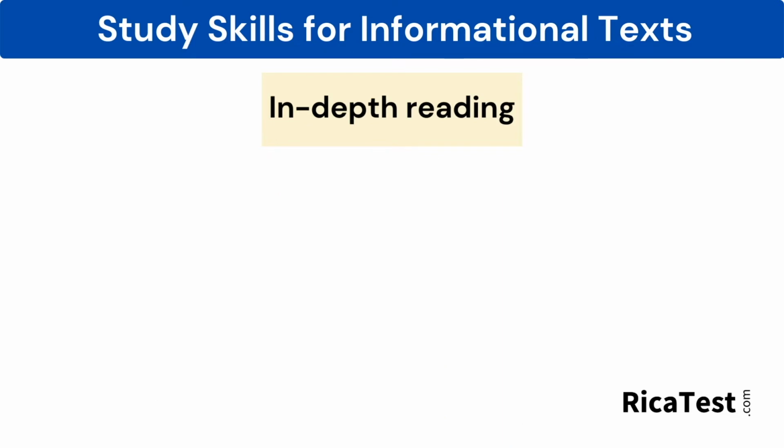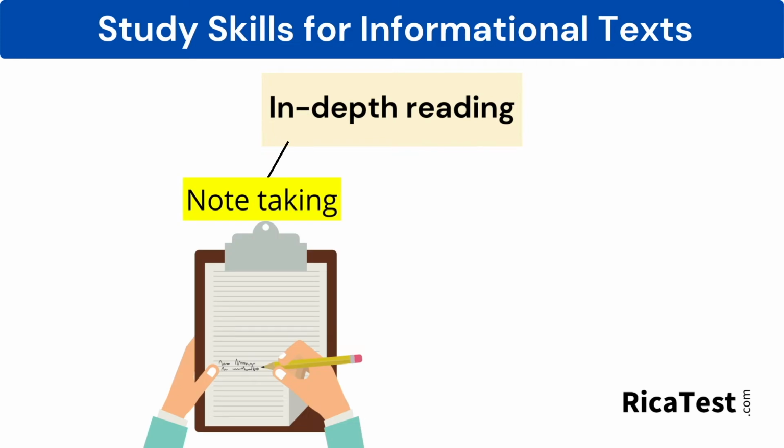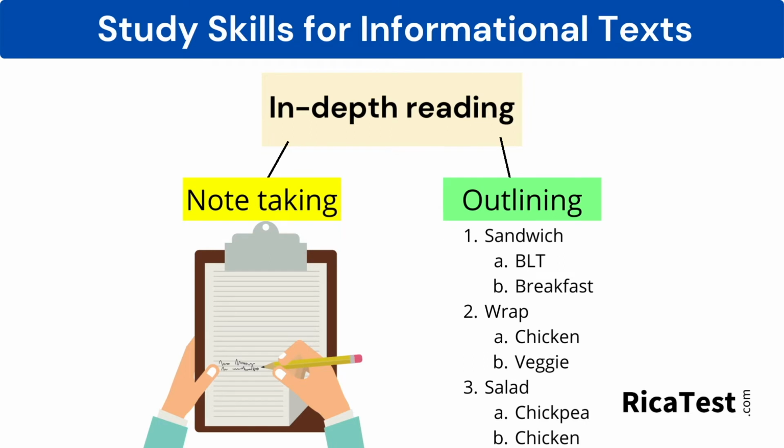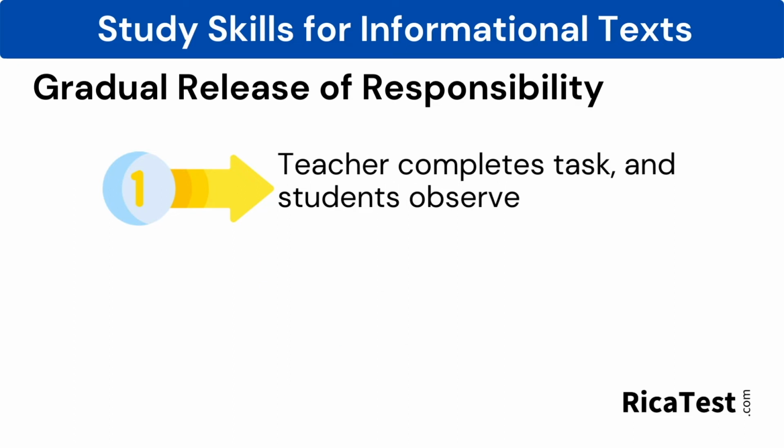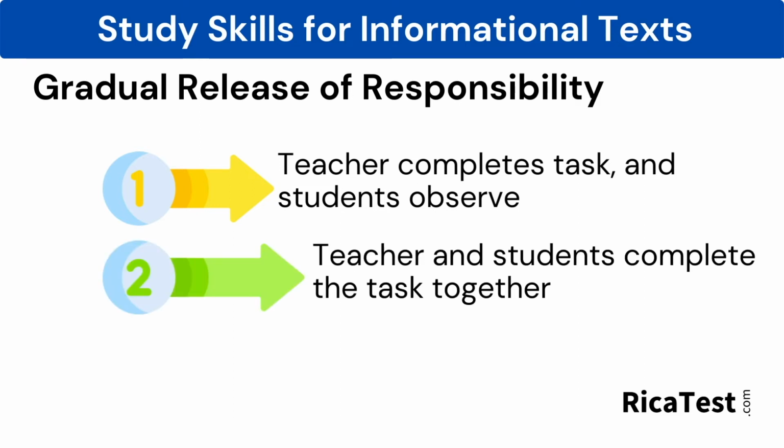While students use in depth reading, they use the next study skill, which is note taking. So, in depth reading is connected with note taking as well as outlining. Both note taking and outlining are taught using the gradual release of responsibility technique. Remember, this is where the teacher uses modeling and think alouds to complete a note taking or outline task while the students observe the appropriate way to complete the task.